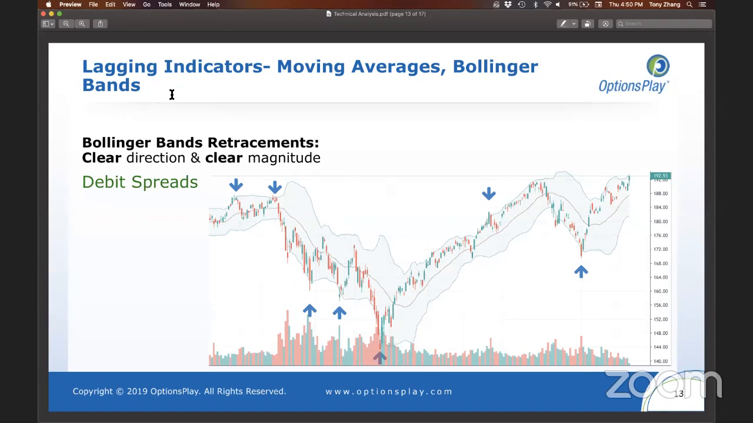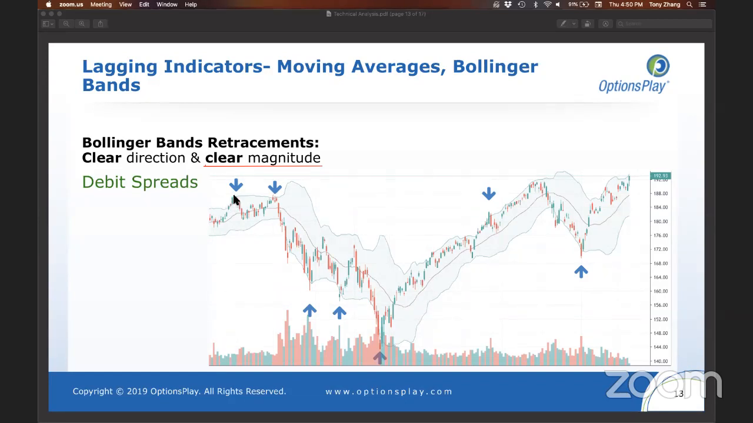Now, the thing about Bollinger Bands is that they do give you a clear sense for direction, and they give you a clear sense for magnitude, because Bollinger Bands give you very specific target prices. And typically how Bollinger Bands are used, and there are, I will say, different ways to use them, but one of the more common ways is that you use them as a retracement strategy.